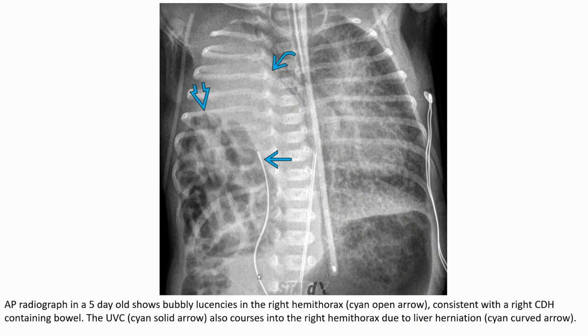Another case of right bubbly lucency consistent with right congenital diaphragmatic hernia containing bowel, and we see the umbilical catheter also courses into the right hemithorax due to the herniated liver.